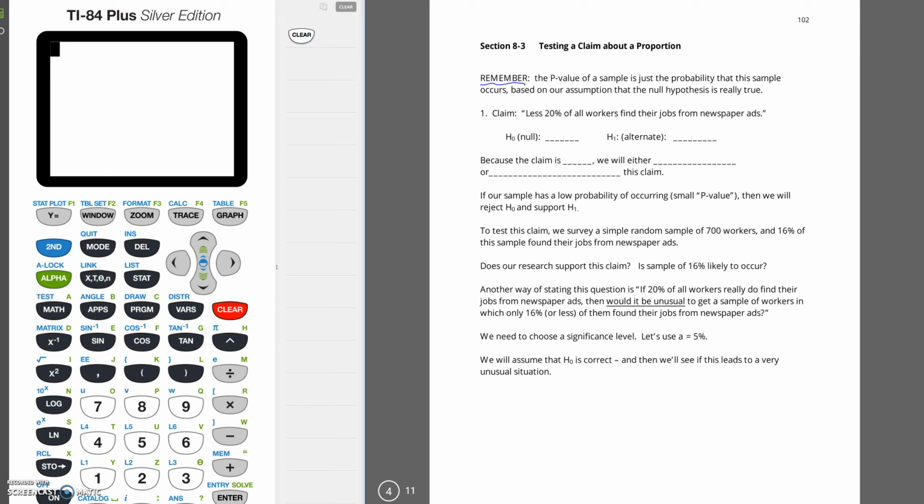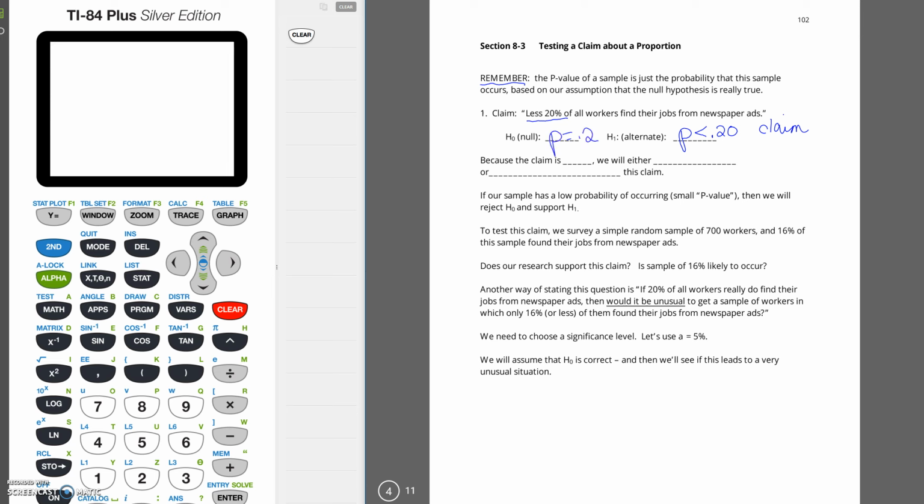So here's the claim we're going to test. Less than 20% of all workers find their jobs from newspaper ads. Okay, so we've got a less than. We're talking about a proportion. So our alternate is going to be P is less than 0.20, and we want to mark that this is our claim. Remember, our null hypothesis always has an equal to statement, so we're going to say P is equal to 0.2.